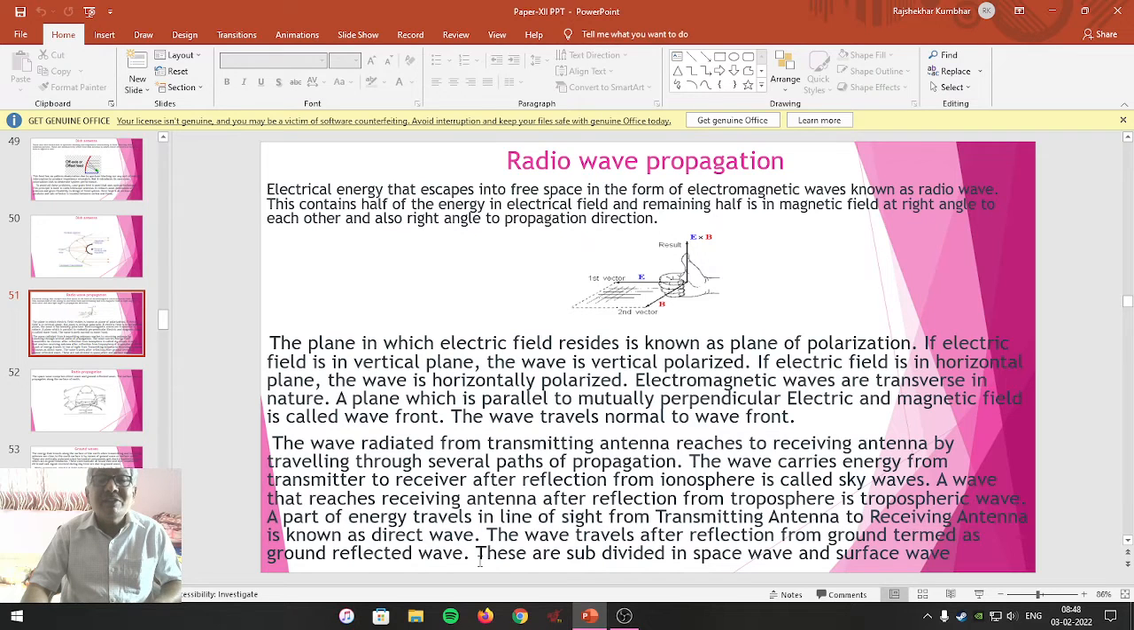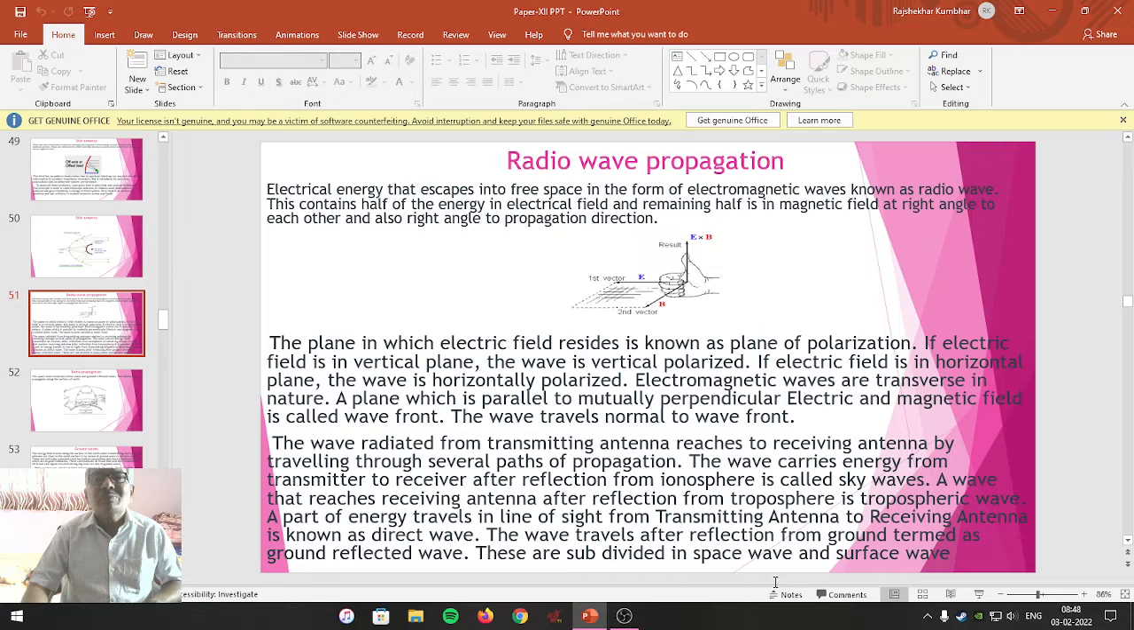Some part of the energy that reaches the Earth's surface is reflected and then reaches the receiving antenna. That type of wave we can call the ground reflected wave. There is another type of electromagnetic radiation that travels by touching the Earth's surface. That is known as the surface wave. The combination of the direct wave and ground reflected wave is called the space wave.